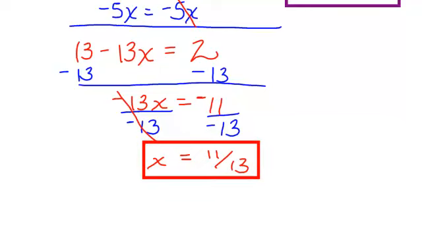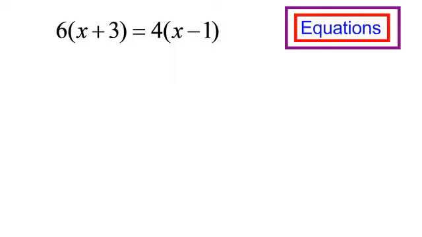Let's try another one. I have 6 times x plus 3 equals 4 times x minus 1. Whew, okay, this is an equation. I see my equal mark, but I can do some simplifying on each side first. So I'm going to do a little bit of distributive property.